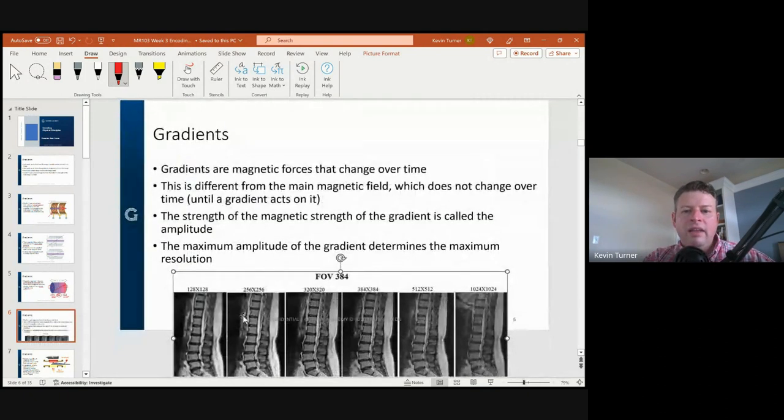Okay, gradients are magnetic forces that change over time. They turn on and they turn off. This is different from the main magnetic field, which does not change over time. It's always on, doesn't change.